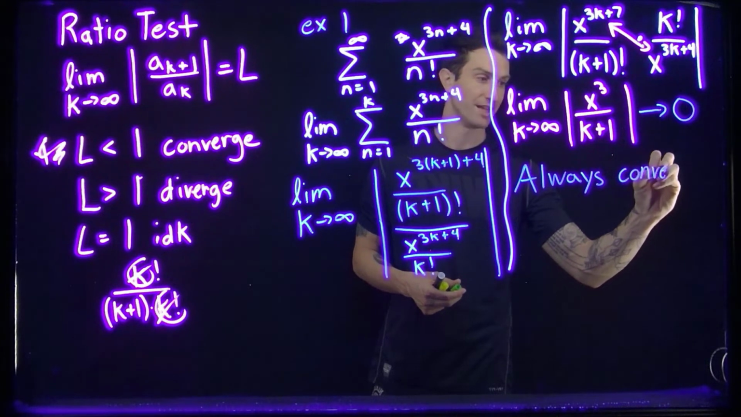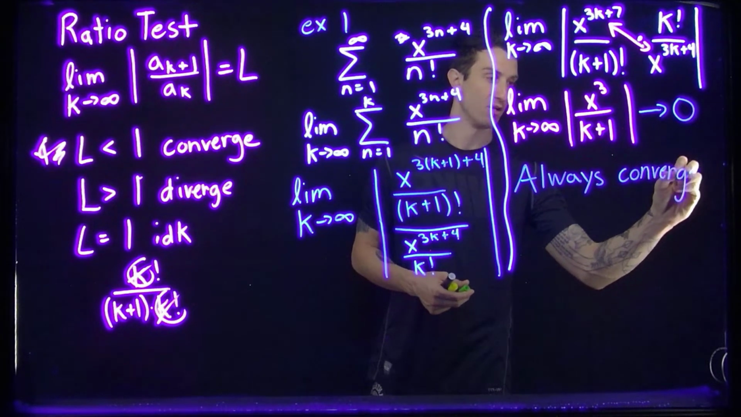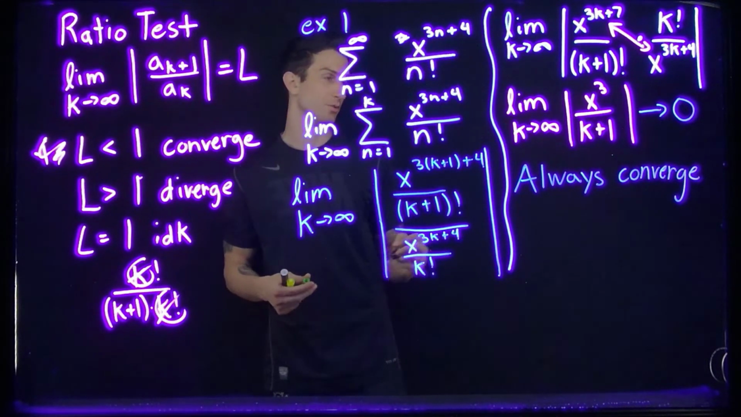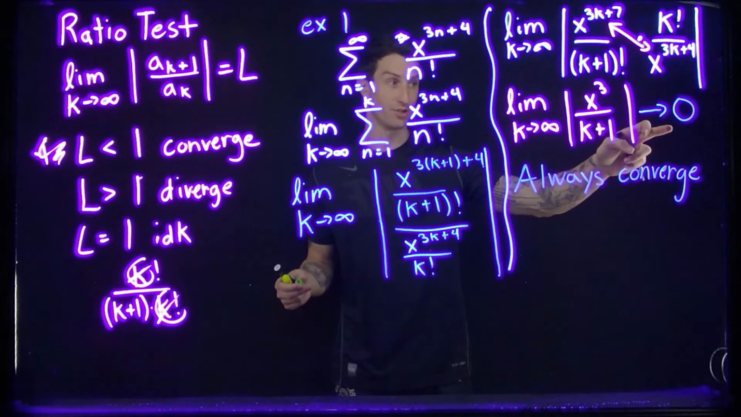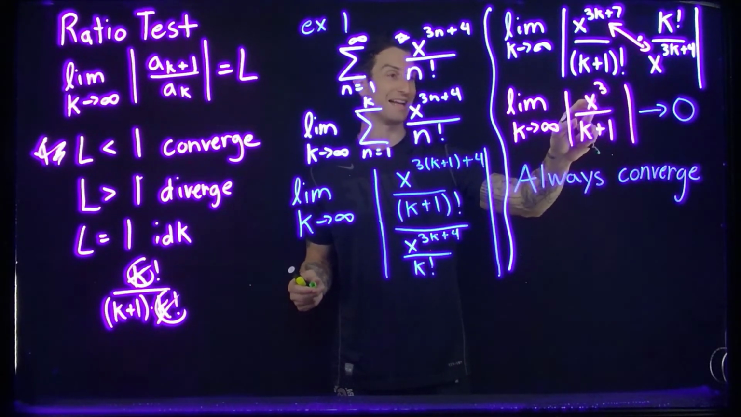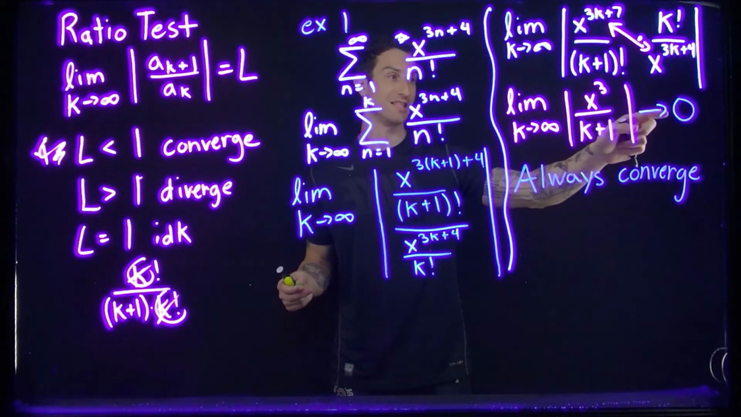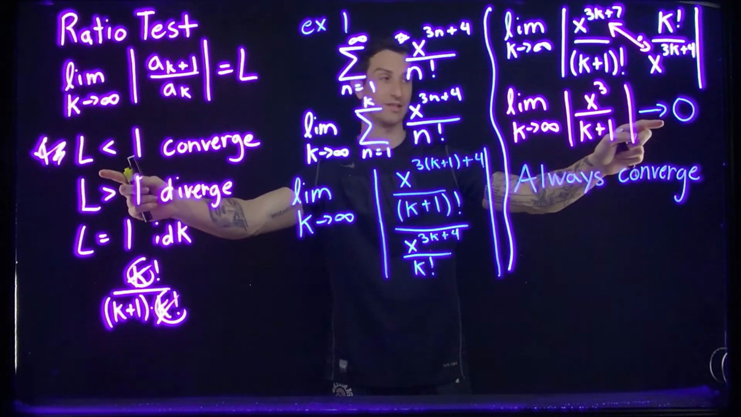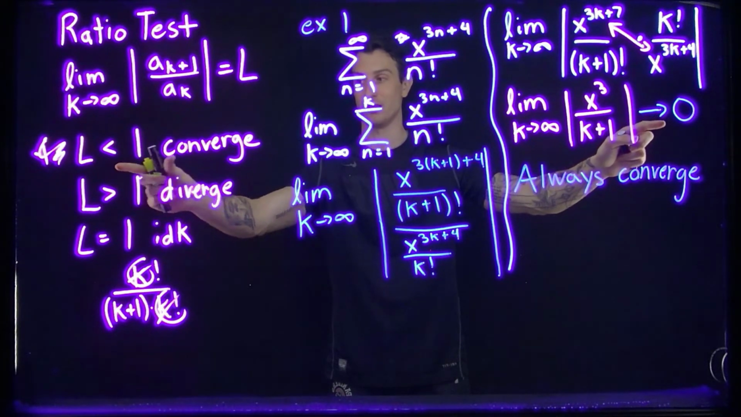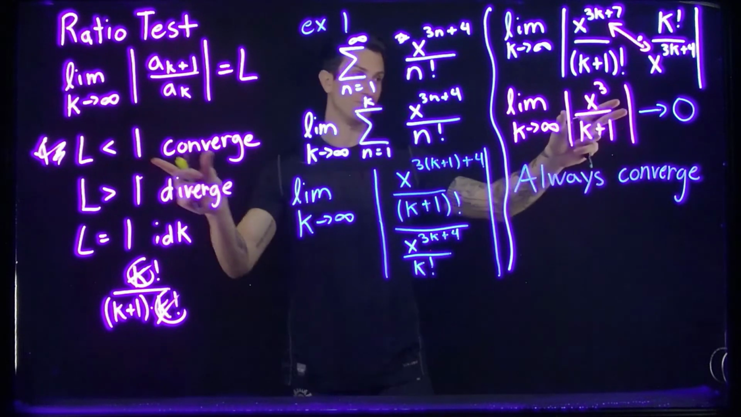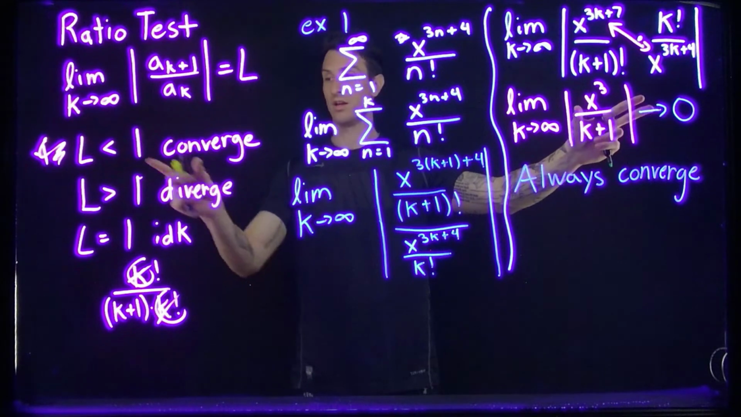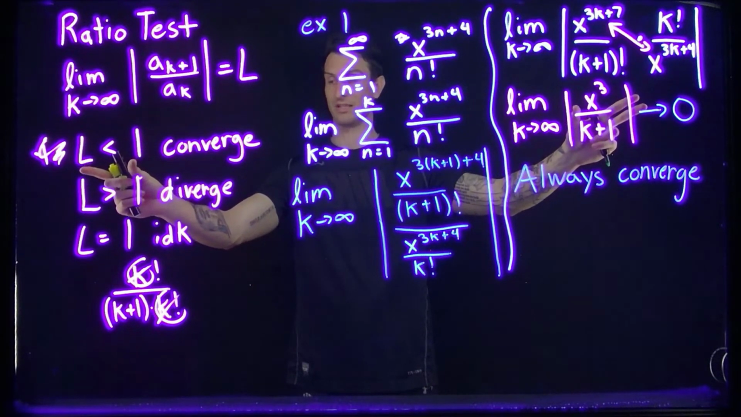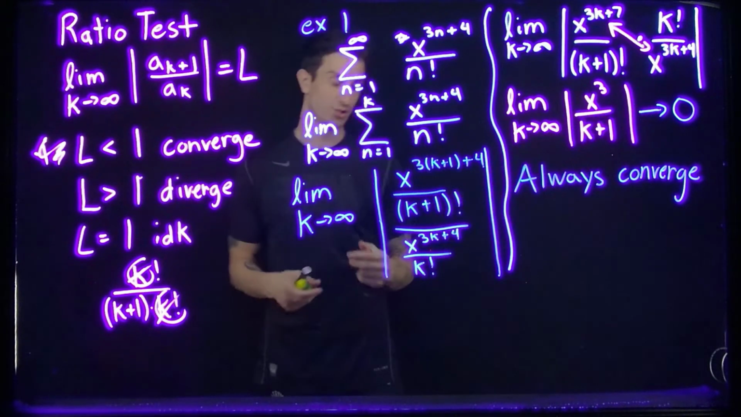And in the root test, I'll try to find one that does not always converge, so we get another example. So the reason why it always converges is that no matter what x value I plug in here, this thing will always go to 0. And remember our rule from over here: if our limit is less than 1, we converge. Well, this is always going to go to 0, which is less than 1, so it will always converge.